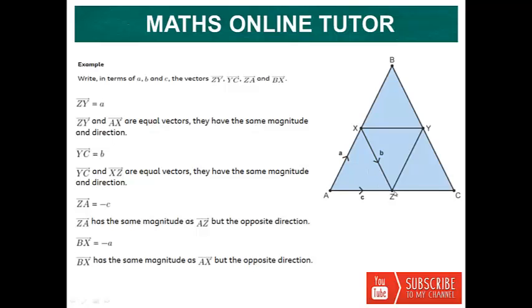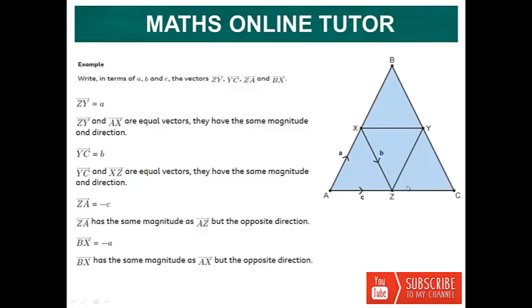And XZ vector is equal to B. So remember, we must understand the starting and end points using the arrow. In this case, the arrow goes in this direction for XZ vector. Therefore, the starting point has to be X and the end point has to be Z.